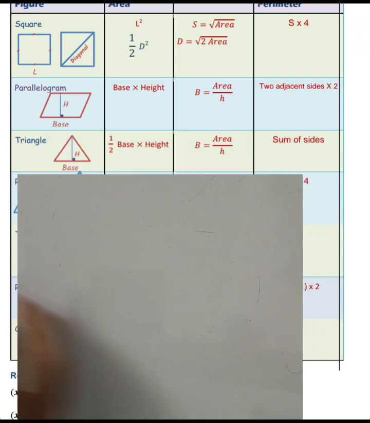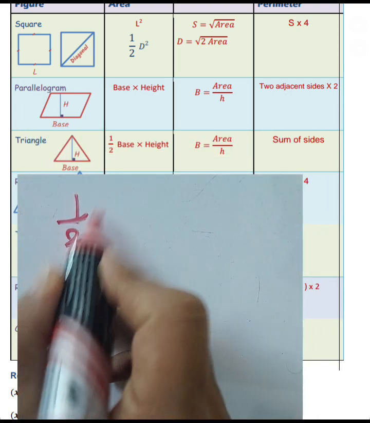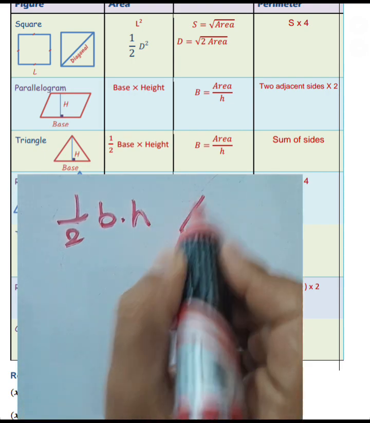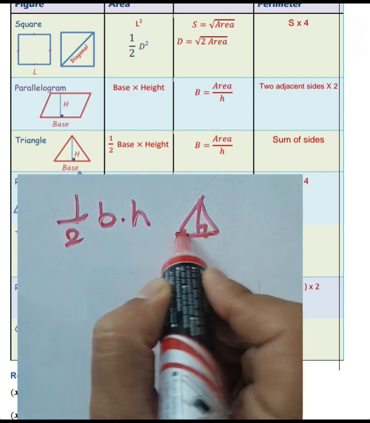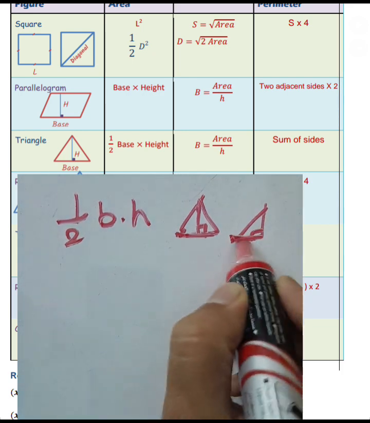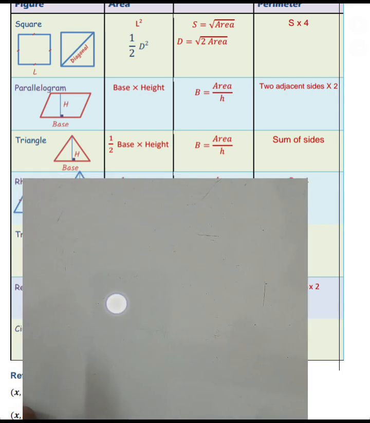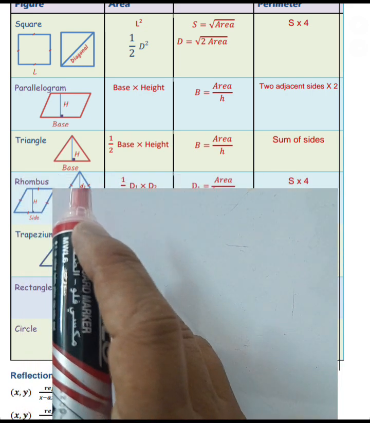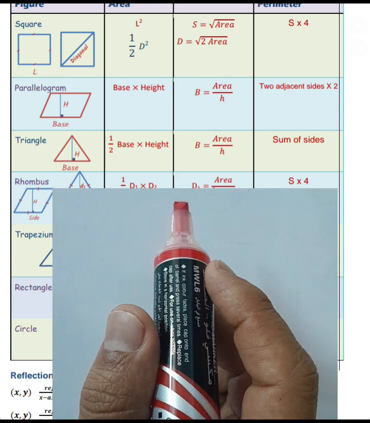Triangle: the area of a triangle is half base times height. Okay, we have base and height. Or if we have a right angle triangle, the area will be half times base times corresponding height. The perimeter of a triangle equals the sum of its sides.